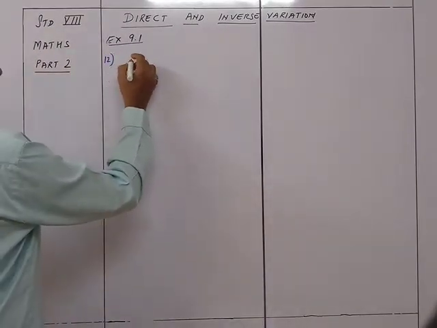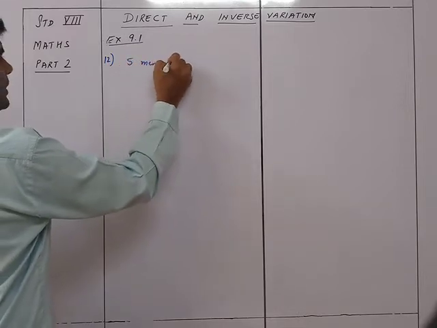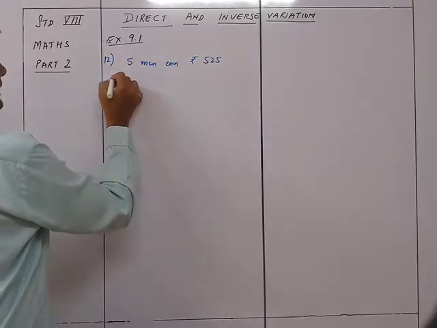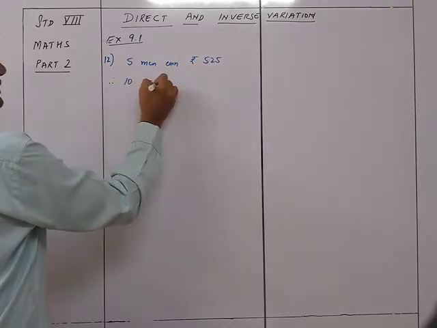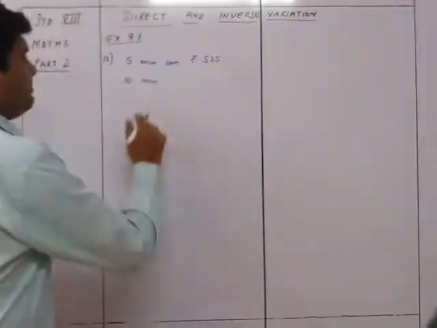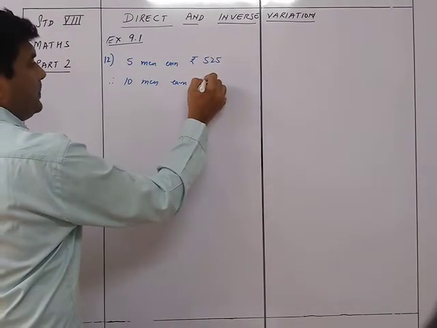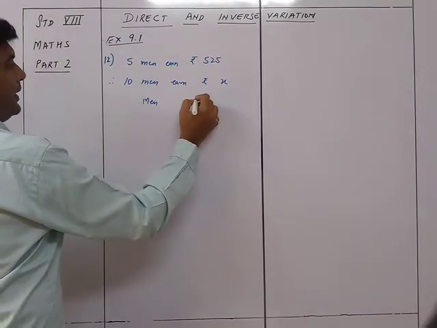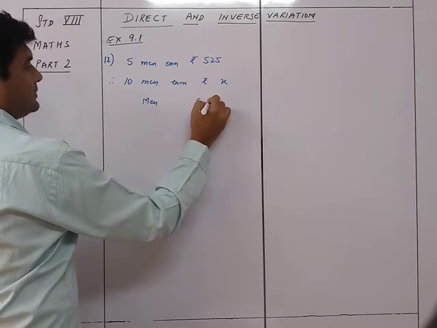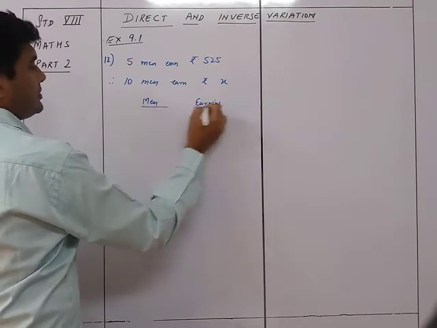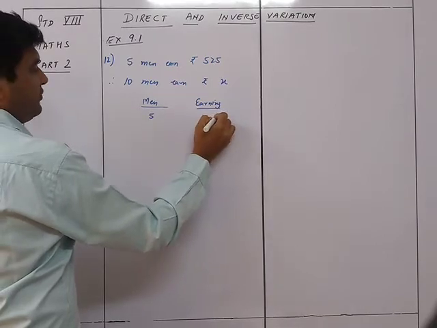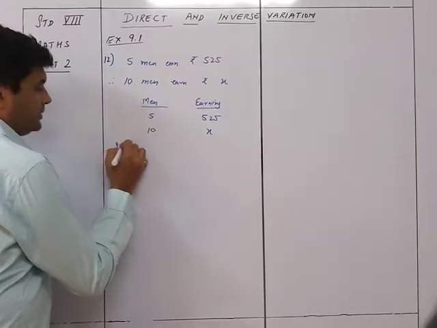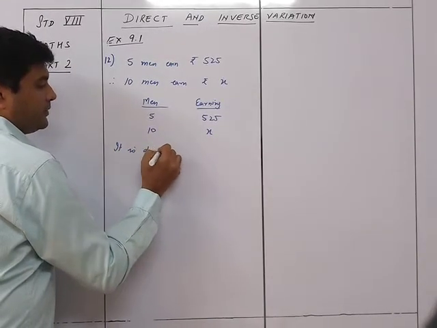We say that 5 men earn rupees 525. Therefore 10 men, because they have given us that 10 men are there, so 10 men earn rupees x. So we have over here men and earnings. 5 men 525, 10 men x. So it is direct variation.